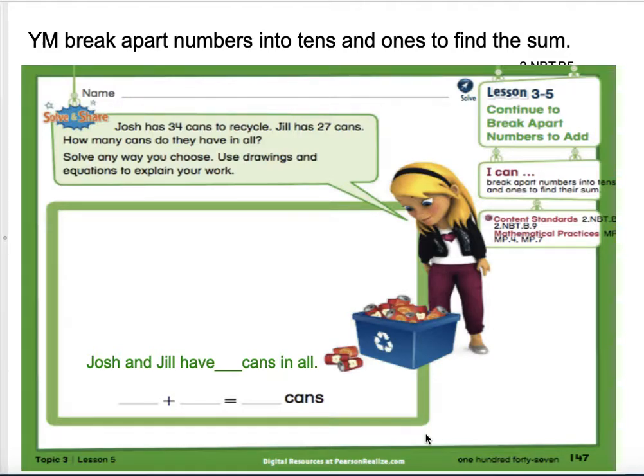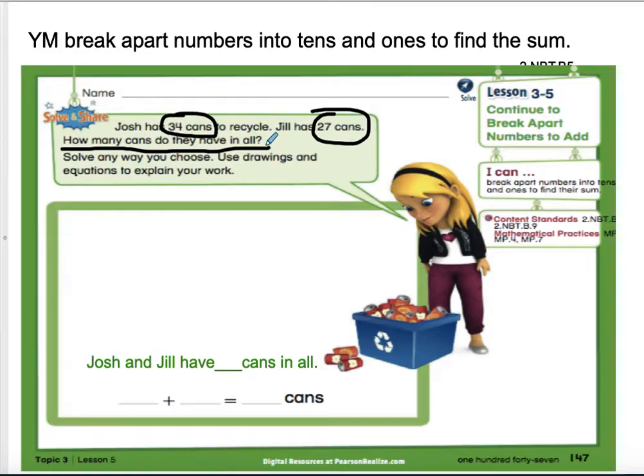So I'll read it again. Josh has 34 cans to recycle. Jill has 27 cans. So I'm going to circle 34 cans and 27 cans. How many cans do they have in all? I'm going to underline my question. Now I'm thinking, I know that Josh has some cans and Jill has some cans. They want me to find out how many they have in all. So that means they want me to join the cans together, which means that we're going to have to add.